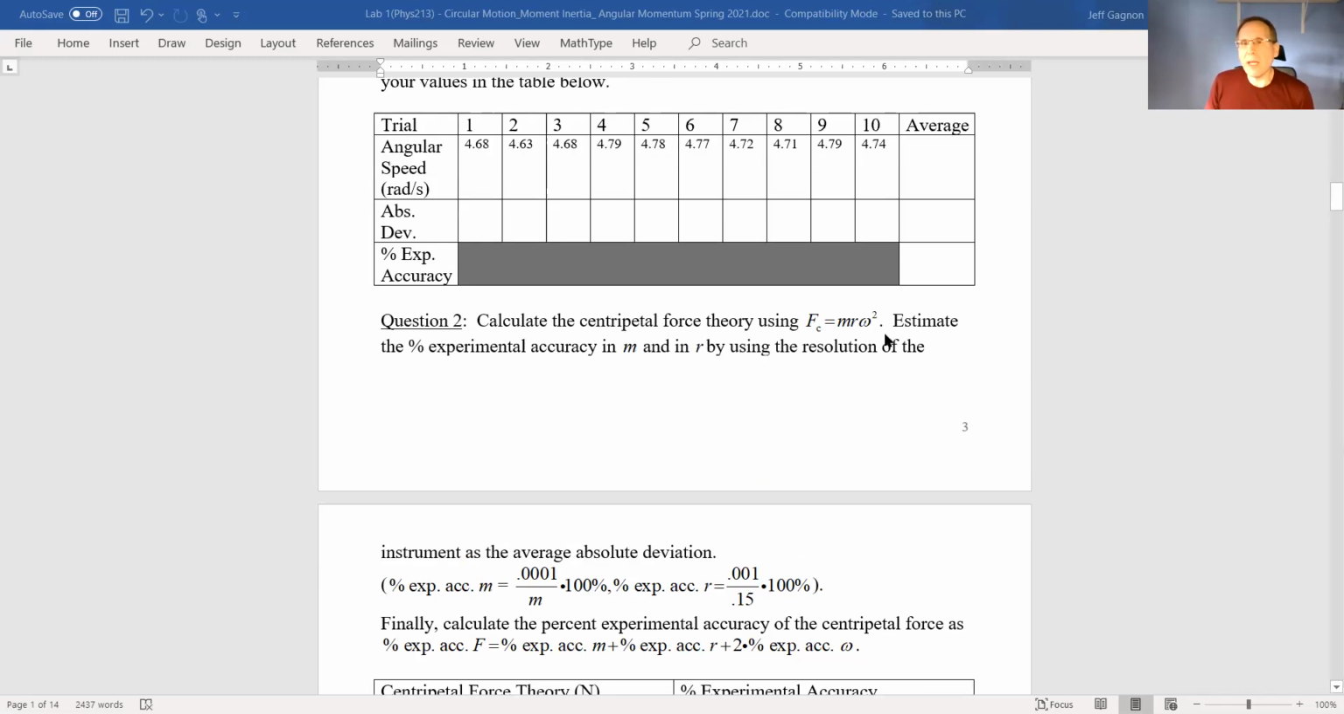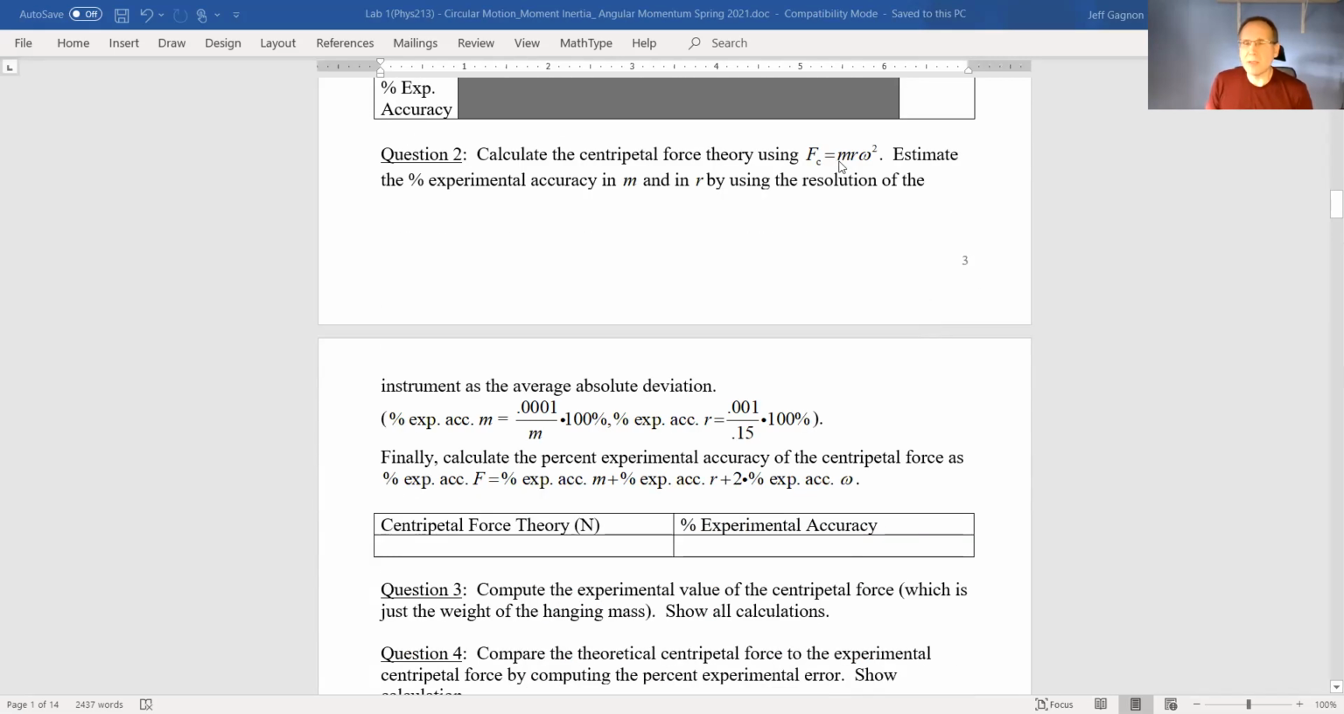So for omega, we already have it, right? You calculated it. So you have that value here. That's the percent experimental accuracy for omega. How do you find the percent experimental accuracy for mass and the radius? We're going to estimate it by using the resolution of the instrument because we're only measuring the mass once and the radius once. So we're just going to estimate it.